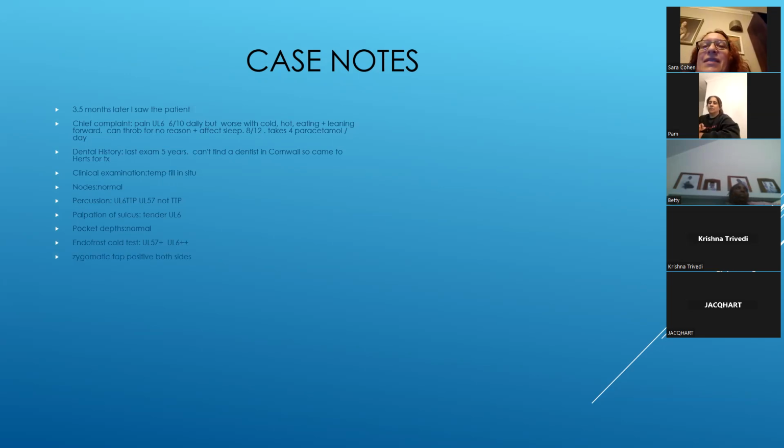Zygomatic tap was positive both sides. Might have had sinusitis as well. But my main diagnosis: irreversible pulpitis, possibly symptomatic apical periodontitis. RCT and crown, or XLA. A filling is possible, but that meant RCT and a filling, not a filling instead of RCT.